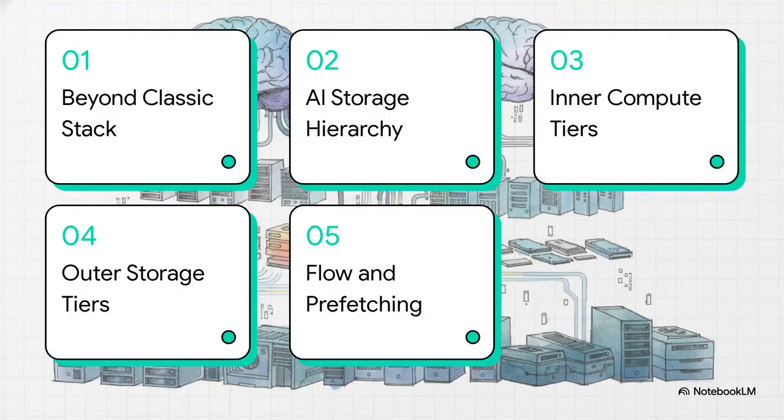Okay, let's take a quick look at our agenda, which is basically our roadmap for a literal spatial descent. We'll start by moving beyond the classic stack, then map out the new AI storage hierarchy. After that, we'll explore both the inner compute tiers and the outer storage tiers. And finally, we'll wrap up by decoding data flow and prefetching.